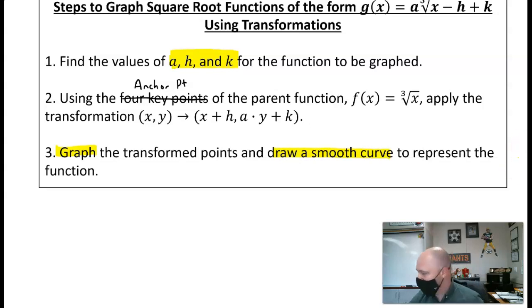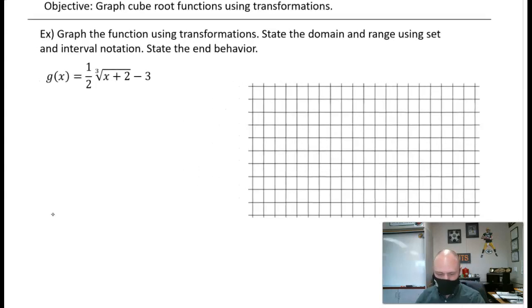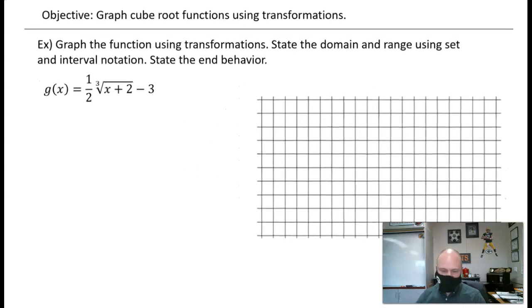Okay, let's go ahead and check out an example. So here's the first example. Please write this one down in your notes. And we're going to go ahead and graph this function using transformations.